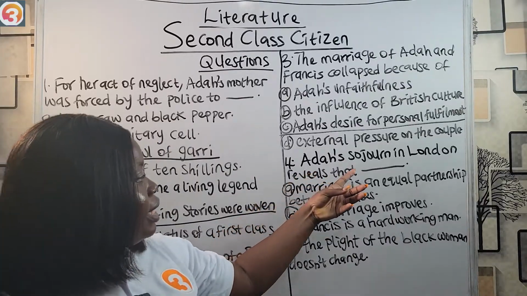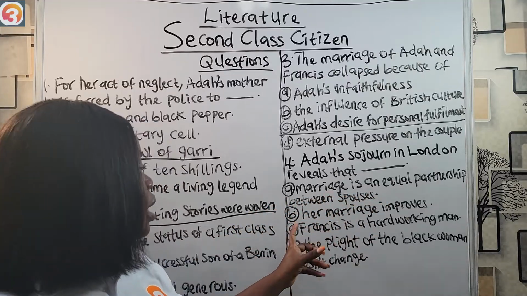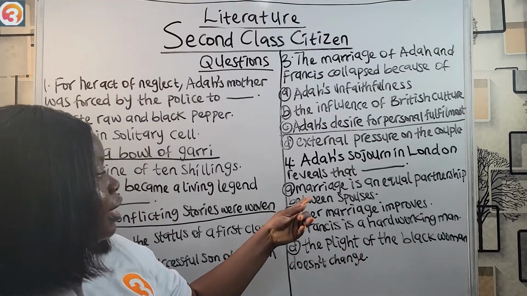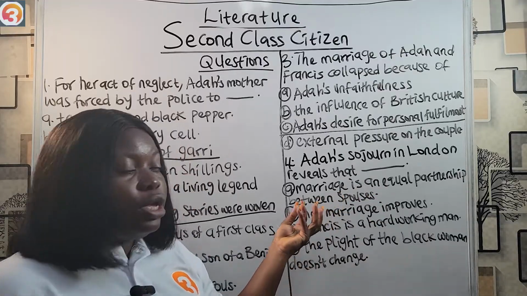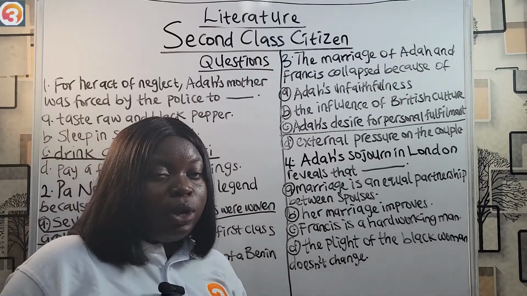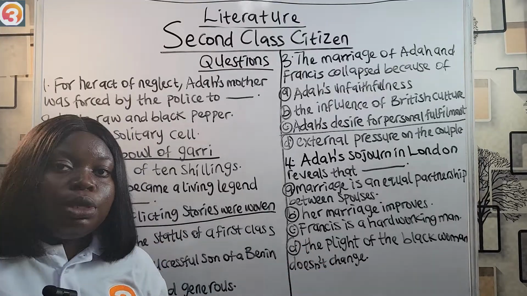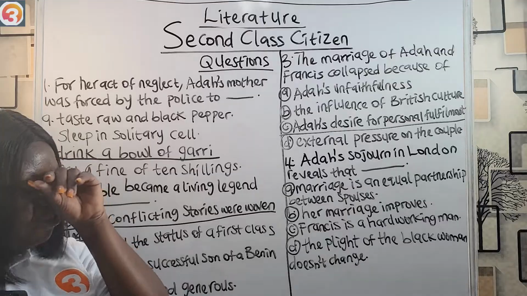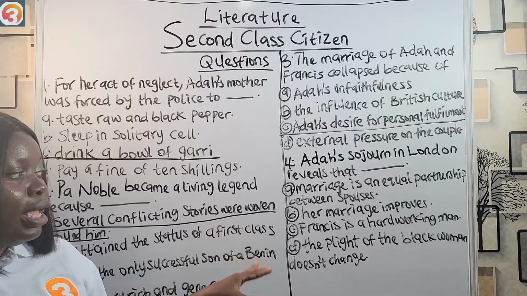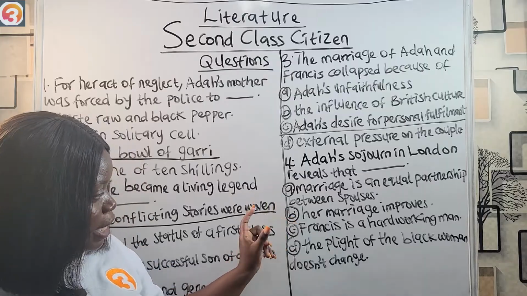So here we have, Ada's sojourn in London reveals that A. Marriage is an equal partnership between spouses. B. Her marriage improves. C. Francis is a hardworking man. D. The plight of the black woman doesn't change. Here, marriage is an equal partnership between spouses. We do not see that in the story because most of the time Ada was the one pulling her weight, and we see Francis complaining the few times that he had to take up the responsibility while she recuperates her health after giving birth. He wouldn't work, but he would want the money they have to be spent on him, not even minding the children. So the marriage definitely wasn't an equal partnership between them.